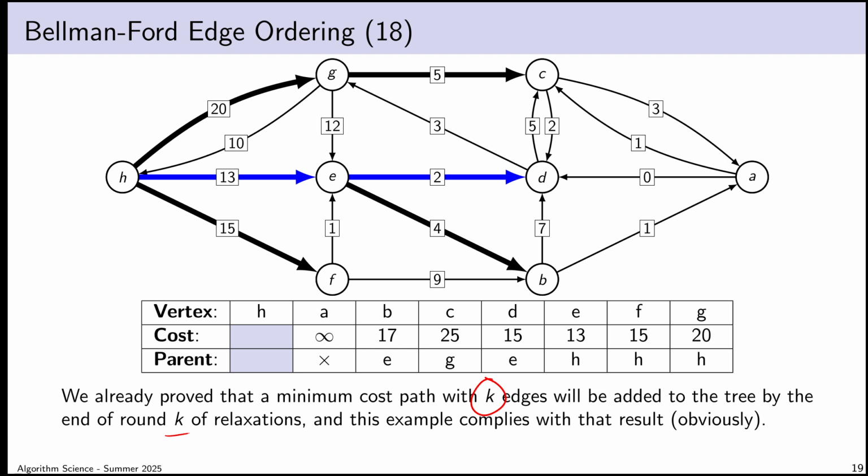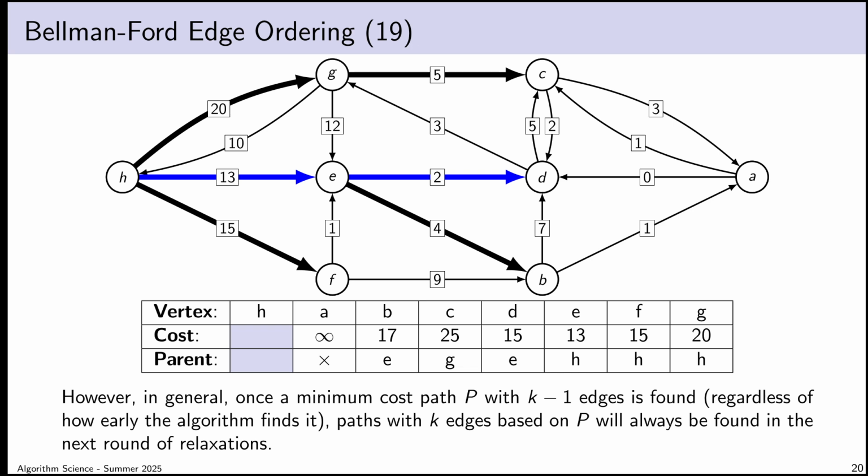So, of course, we know that after 3 iterations of the outer loop, this path will be found because it's a path that contains 3 edges. And obviously, that has to be the case. That's why it says obviously here, because the proof of correctness tells us it has to be the case. Were we to find an example that contradicted our proof of correctness, we'd have a whole ton of trouble on our hands. So in general, if I find a minimum cost path containing k-1 edges, so here is a minimum cost path containing 2 edges, suppose that this path, we'll call it P, is the basis of another minimum cost path using 1 more edge.